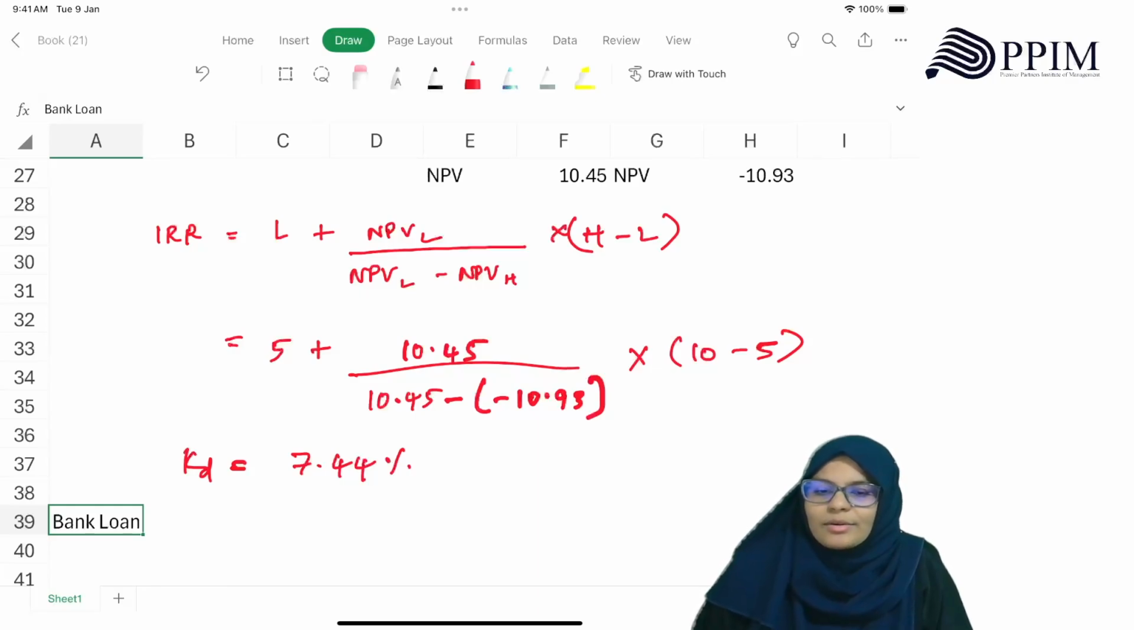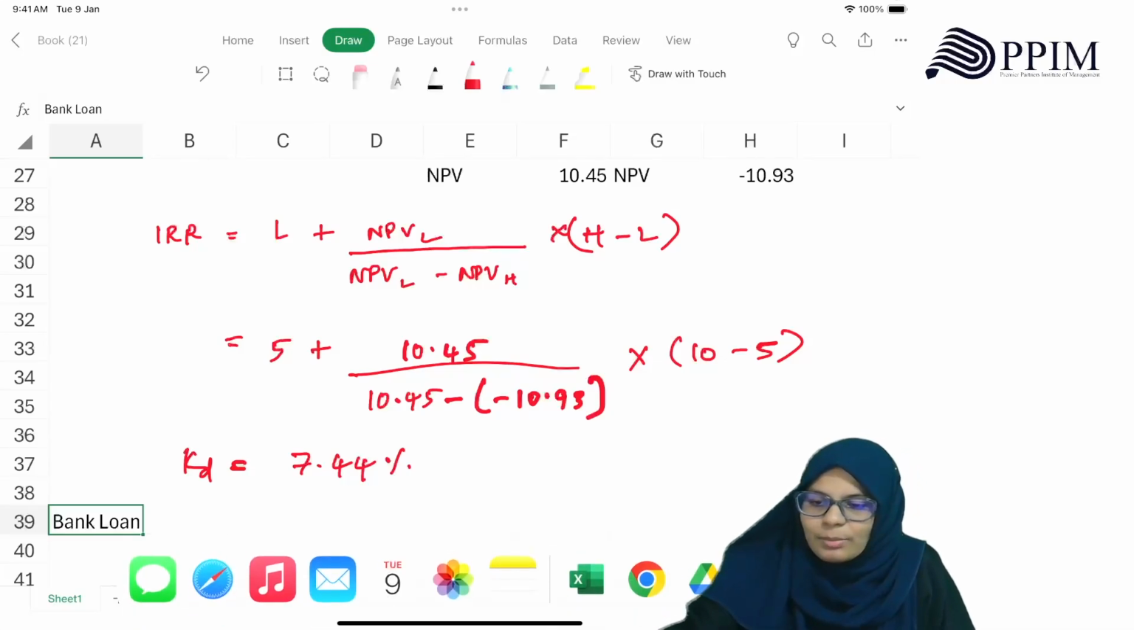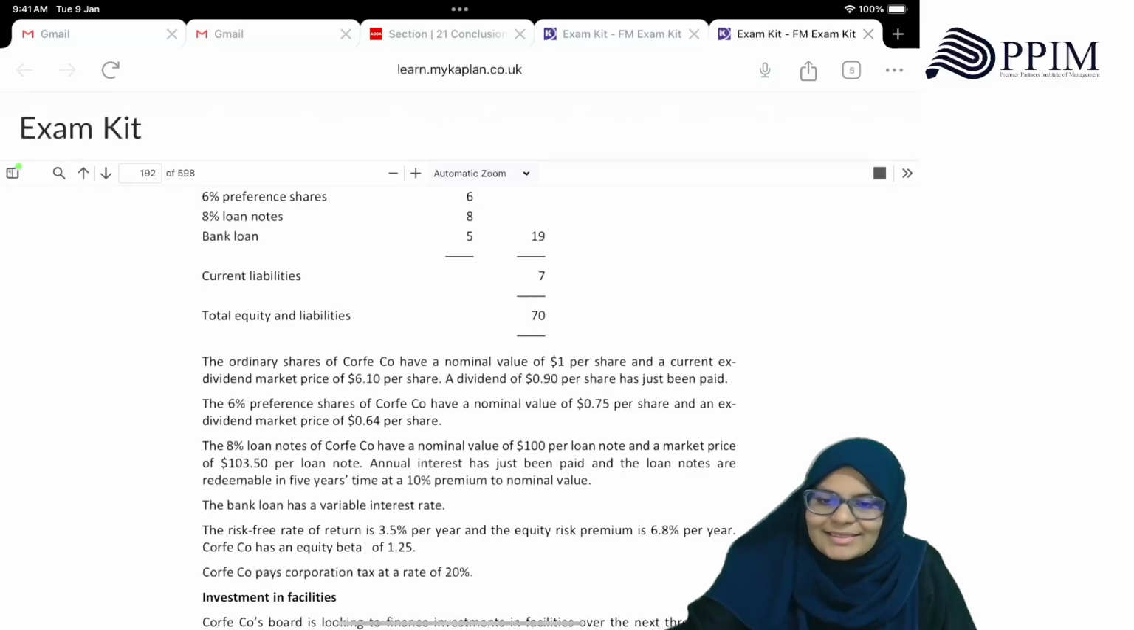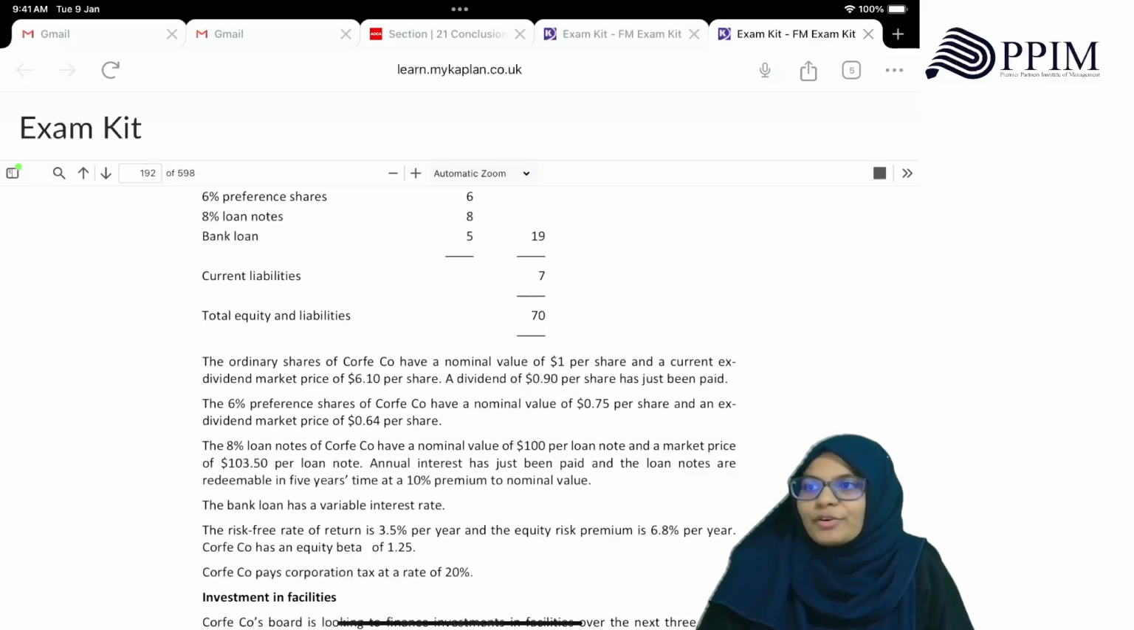Yeah. Now for the bank loan, guys, usually they will tell me the interest rate is 5% or 10% because it's a bank loan, right? It's given to you directly by the bank, so the rate is usually fixed. But in this case, there's a small problem, and that is that they're telling me that the bank loan has a variable interest rate.